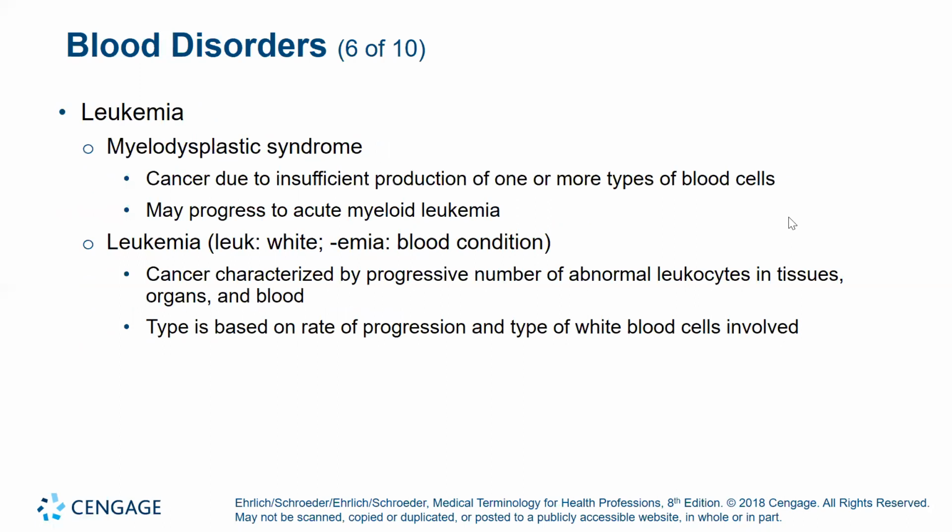Leukemia, myelodysplastic syndrome. It's cancer due to insufficient production of one or more types of blood cells. This may progress to acute myeloid leukemia. Looking at the term leukemia, LEUK is white, emia is blood condition. Cancer characterized by a progressive number of abnormal leukocytes in tissues, organs, and blood. Type is based on rate of progression and type of white blood cells involved.